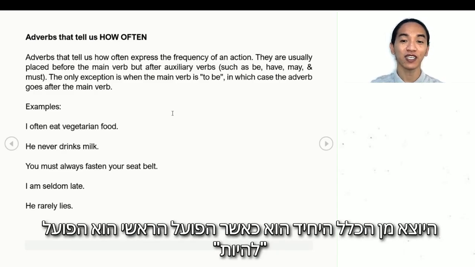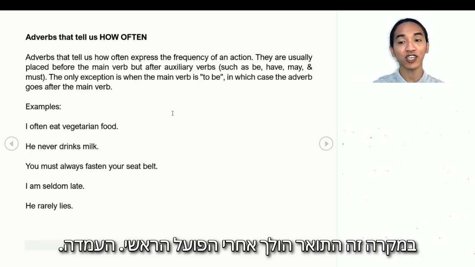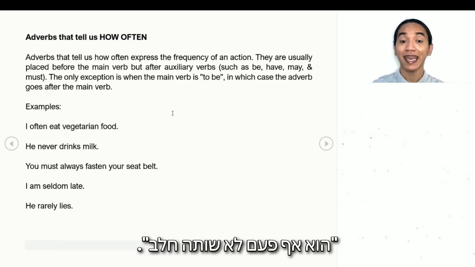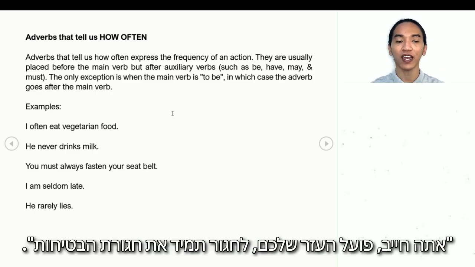The only exception is when the main verb is "to be", your be verb, in which case the adverb goes after the main verb. Okay, the position. So look at this: I often eat vegetarian food. He never drinks milk. You must, your helping verb, always fasten your seatbelt.